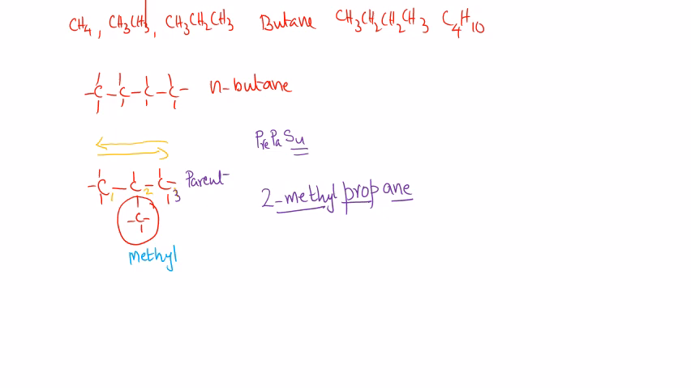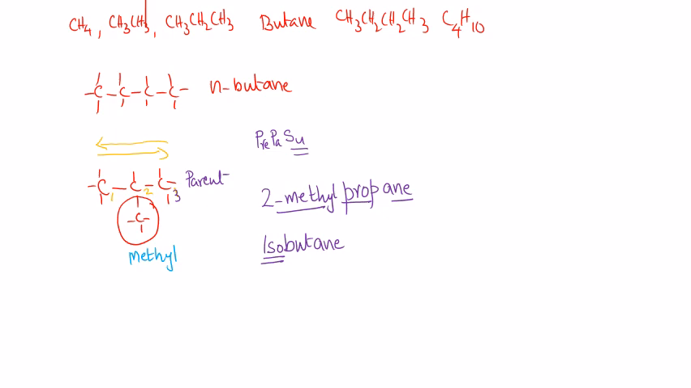Another name for this one is isobutane. Why is it like that? Because the total number of carbons is 4, and there is a branch. If it's only one branch, we call it iso. That's the only possibility here. We cannot have 2 branches here. When I explain the 2 branches, I will explain the name for that one.